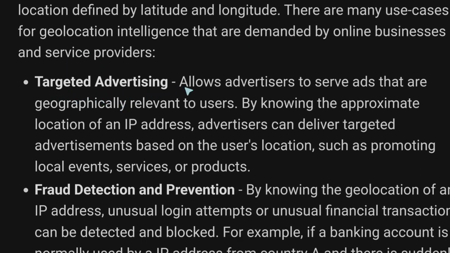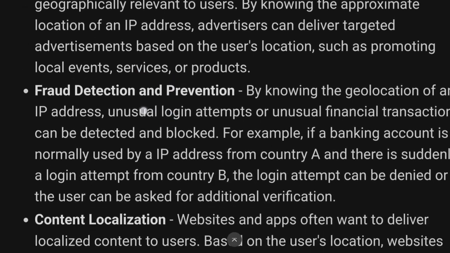Targeted advertising allows advertisers to serve ads that are geographically relevant to users by knowing the approximate location of an IP address. Advertisers can deliver targeted advertisement based on the user's location, such as promoting local events, services, or products.